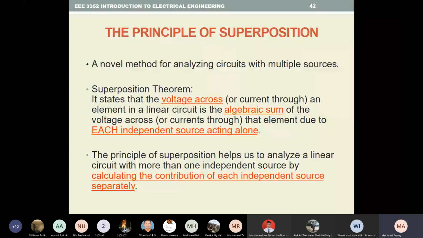The principle of superposition helps us to analyze a linear circuit with more than one independent source by calculating the contribution of each independent source separately. So basically, if you have two independent sources, you analyze your circuit using the first source, and after that using the second source, you add together. If you have n numbers of sources, therefore you need to do n numbers of calculations. So actually it is a lot of work.